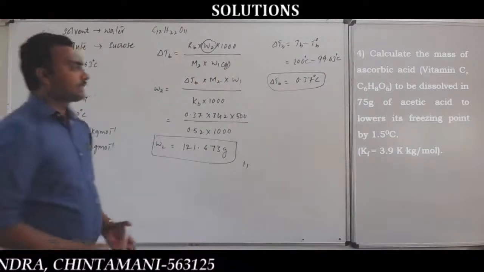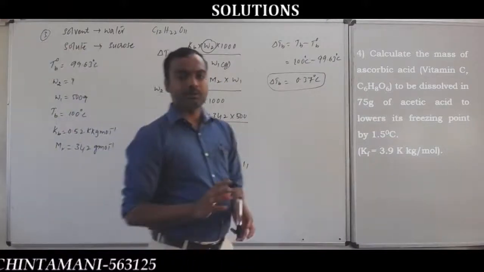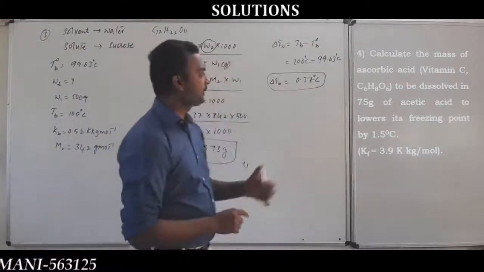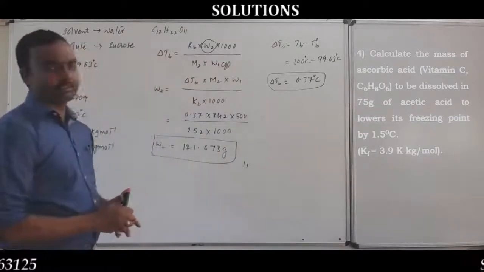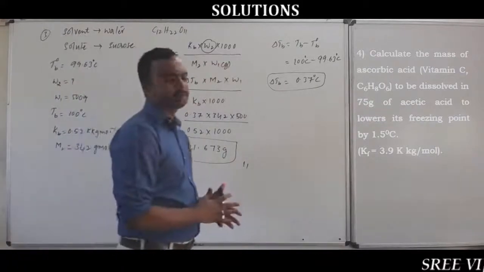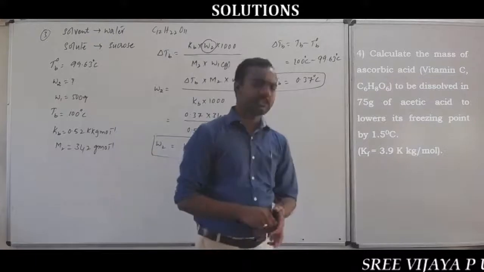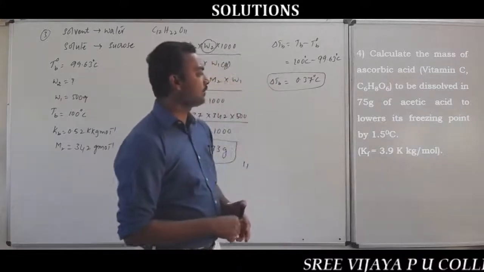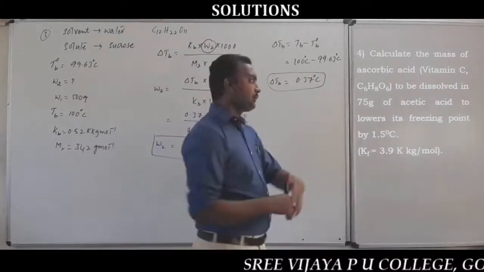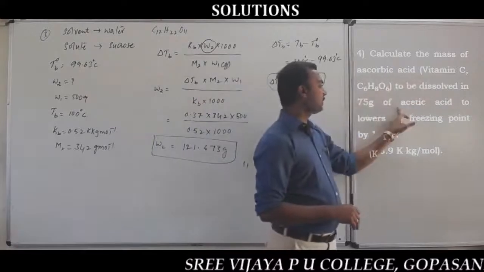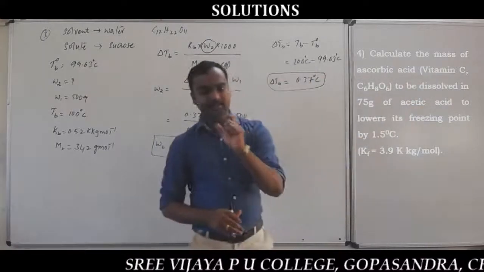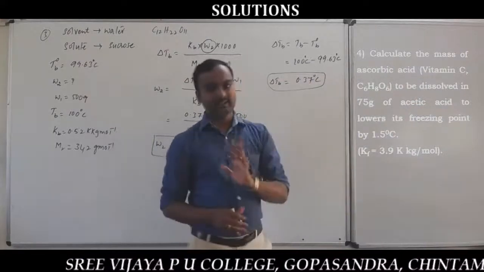Okay, so this is the problem based on depression of freezing point of the solvent. Calculate the mass of ascorbic acid, that is vitamin C, formula C6H8O6, to be dissolved in 75 gram of acetic acid. Here, the vitamin C is dissolved in acetic acid. Therefore, acetic acid becomes the solvent and vitamin C is the solute.